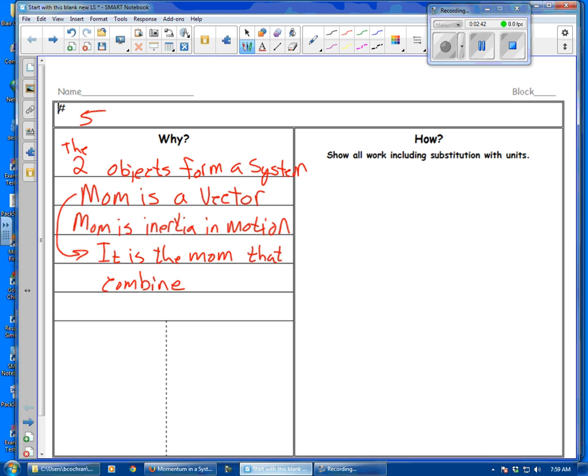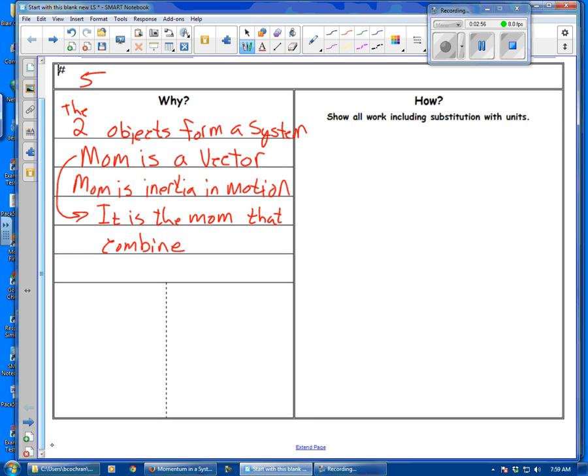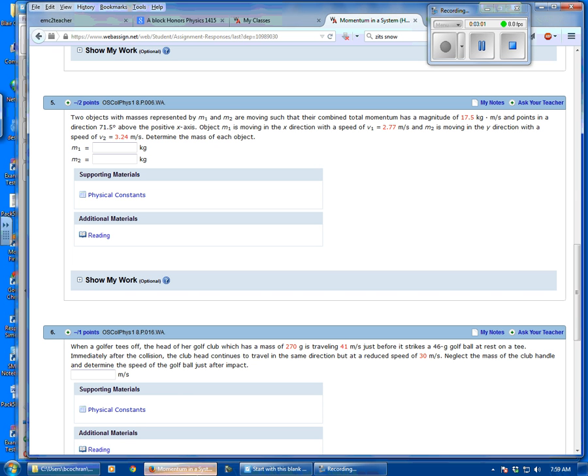The common mistake will be to try to combine the velocities, come to a velocity of the system, and then figure out the momentum from that. Rather than vectorially, you need to mathematically combine the momentums. So they tell me we got 2 objects, 1 and 2 combined have this. Object M1 is moving in the X direction, and M2 in the Y direction.